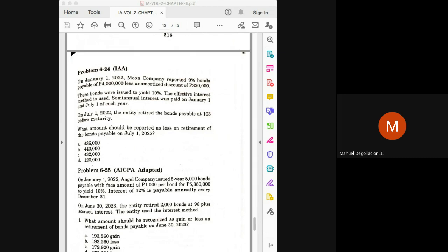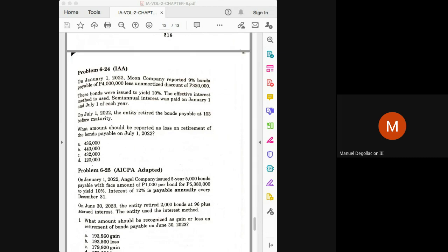Okay. And then initial discount was 320. And then the amortization of the discount is 4,000. So 320 minus 4,000. We'll have 316, which will now serve as the updated balance of the discount, the unamortized discount, or the remaining discount as of July 1, 2022. Then with the 316, we can already compute for the carrying amount. All we have to do is to deduct the 316,000 from the 4 million. The 4 million is the face value. The 316,000 is the remaining unamortized discount.